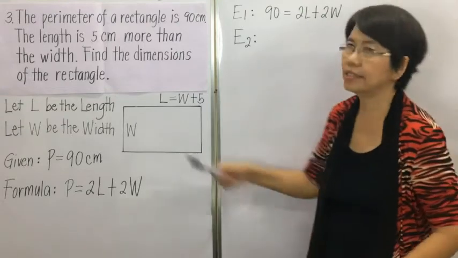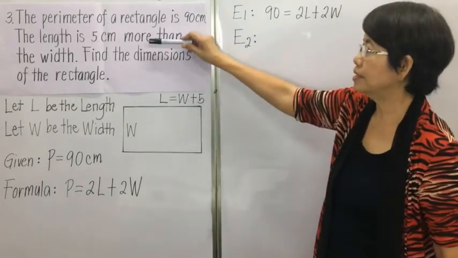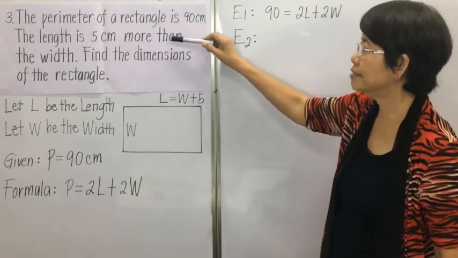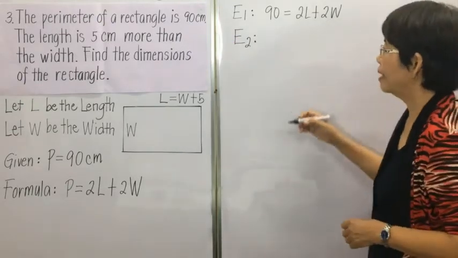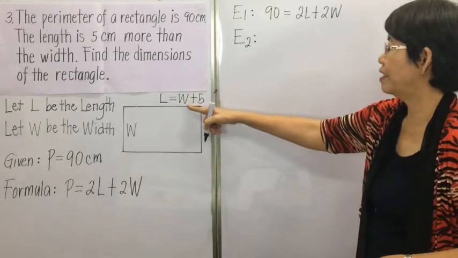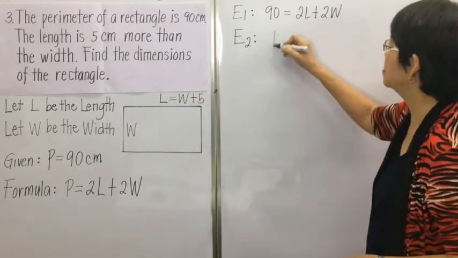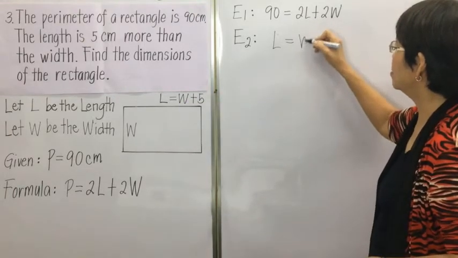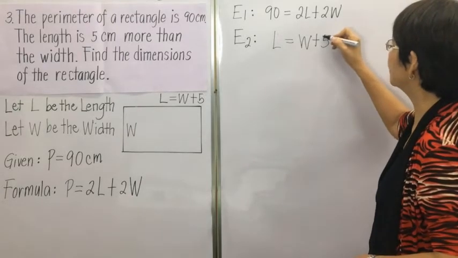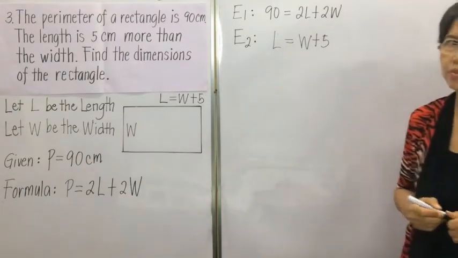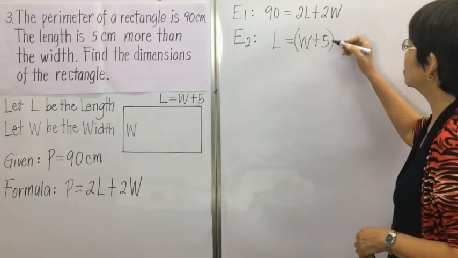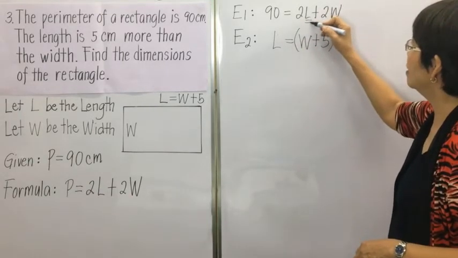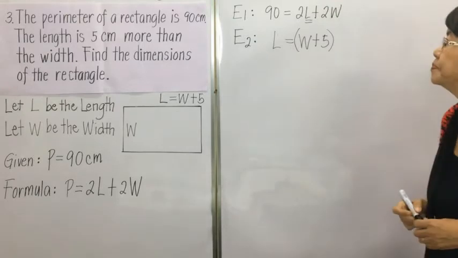And then the second equation is the second sentence. The length is 5 centimeters more than the width. So L is equal to 5 plus W, or W plus 5. Then we can use substitution here. We can substitute this value to the value of L in equation 1.